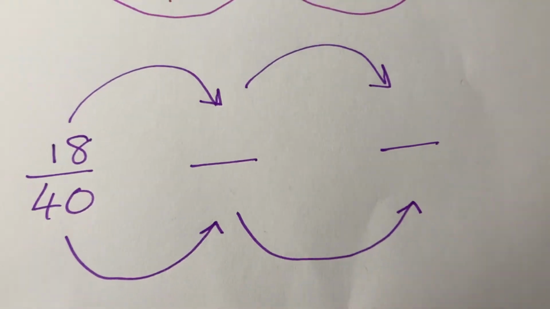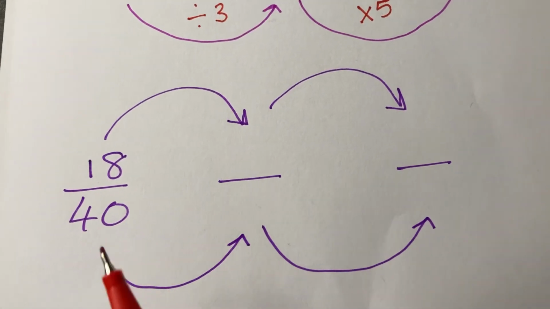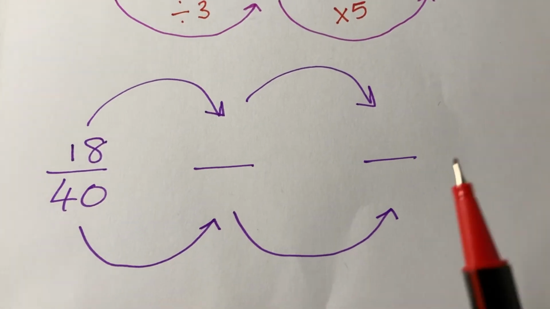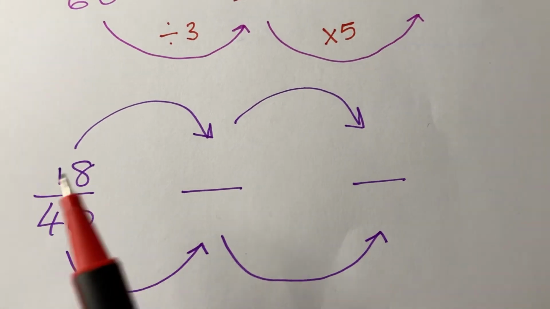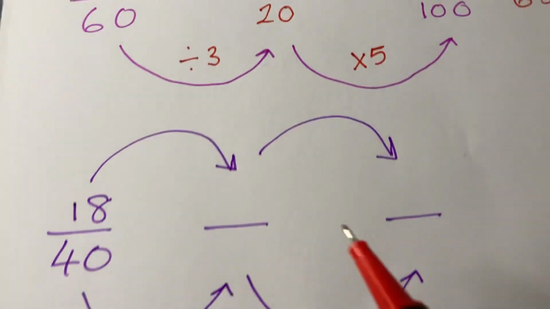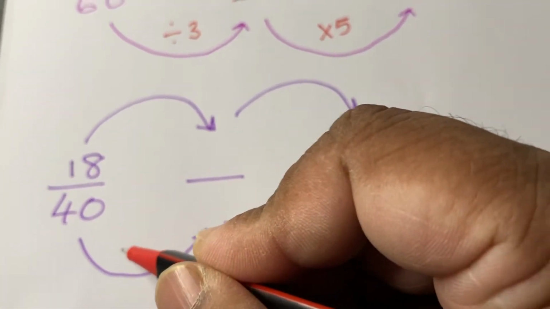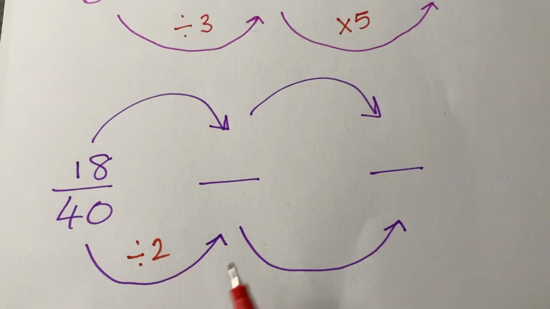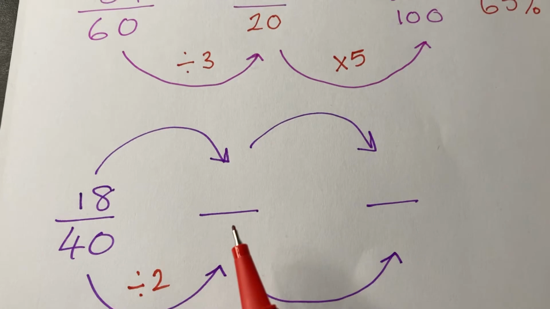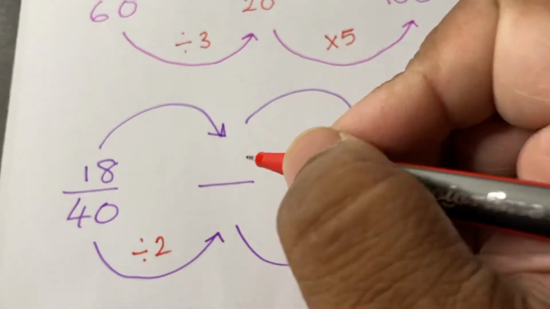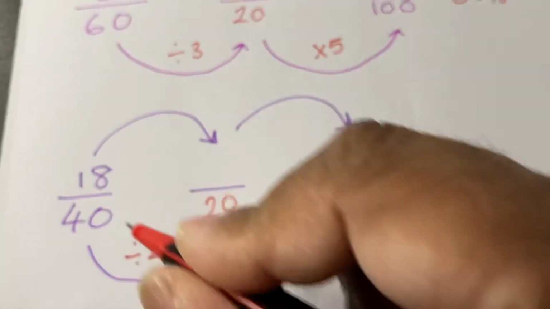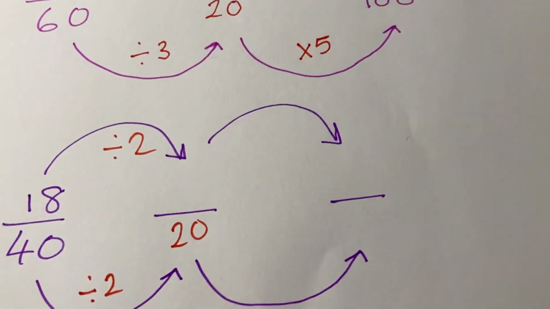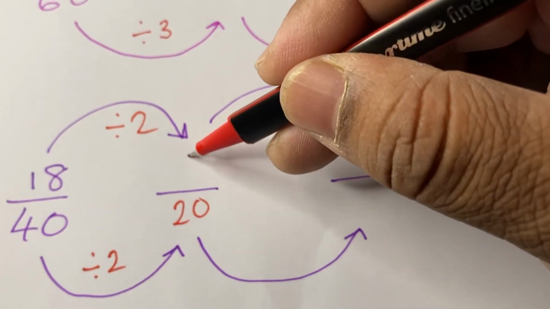Okay, let's have a look at this one. Again, this one will need simplifying because I can't turn 40 into out of 100. I can't multiply it. I can't divide it to turn it into out of 100. So let's simplify. What can I divide 40 and 18 by? Well, I can divide both of them by 2. And I know if I divide 40 by 2, I'll get 20. And I know that 20 can be turned into out of 100. So 40 divided by 2 is 20. 18 divided by 2 is 9.